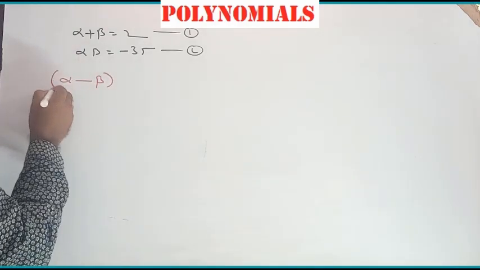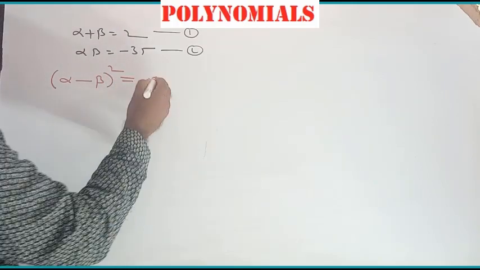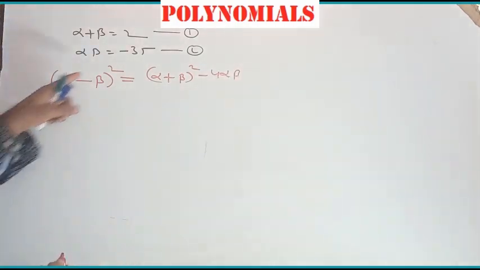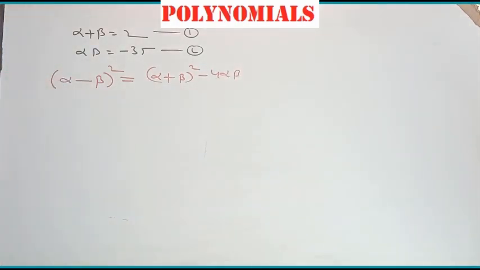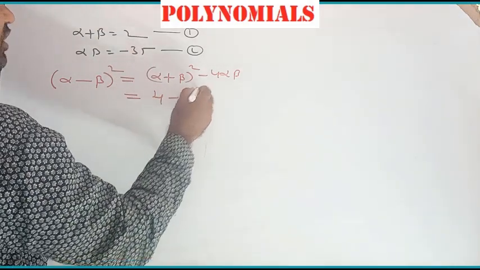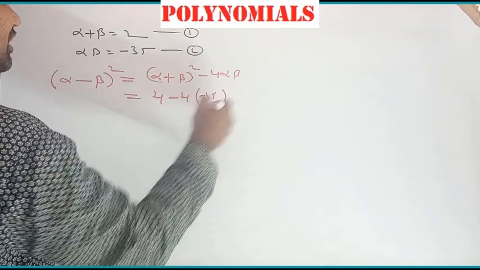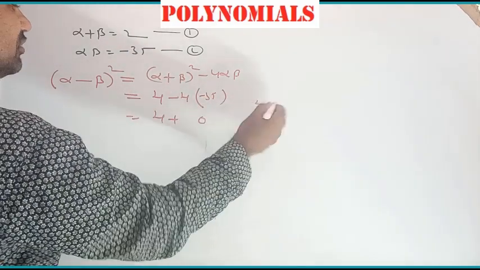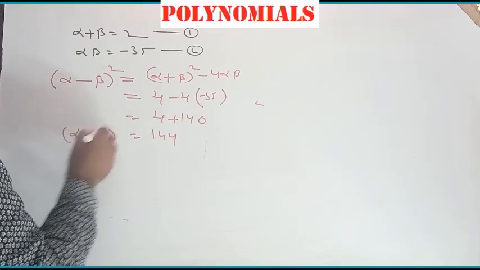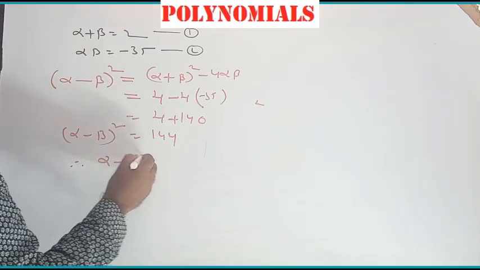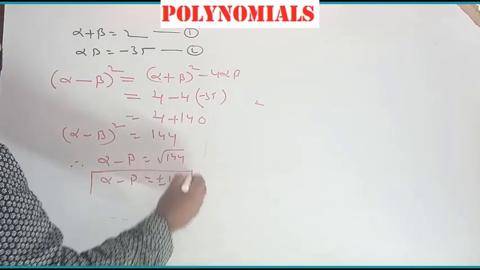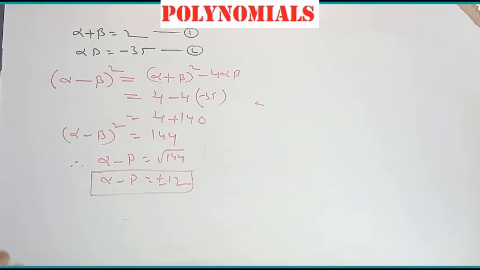First of all, I want to find (alpha minus beta) whole square. (Alpha minus beta) whole square is nothing but (alpha plus beta) whole square minus 4 alpha beta, because (a minus b) whole square equals (a plus b) whole square minus 4ab. So substitutions only. Alpha plus beta means 2 square, 4, minus 4 into alpha into beta, which is minus 35, that is equal to 4 plus 140, that is 144. (Alpha minus beta) whole square equals 144. Therefore alpha minus beta equals root over 144. Alpha minus beta equals plus or minus 12, because alpha and beta are variables. That's why you need to take plus or minus.